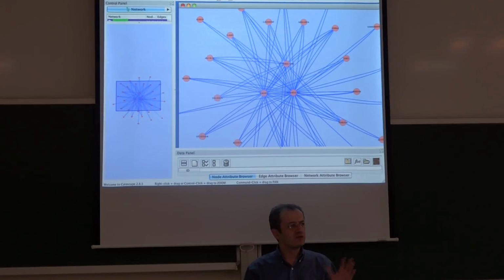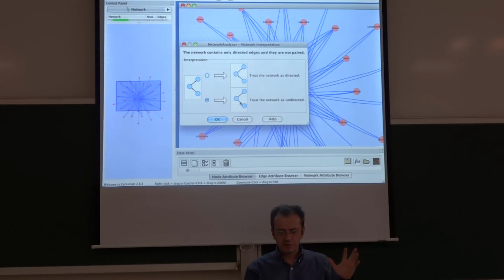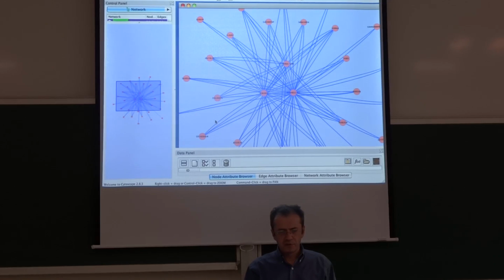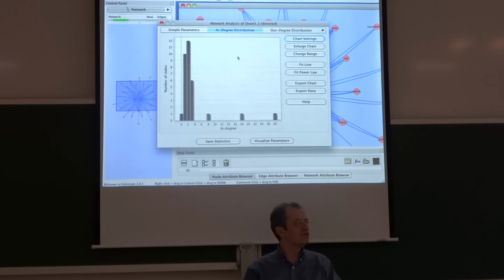And what we want to do is we want to see the degree distribution. How to do it? It's very easy. You remember, we say analyze network. This is a directed network, as we said. And it gives us this, you will remember this. So it gives us this analysis sheet. So I have the in-degree distribution, and I have the out-degree distribution. They are more or less the same.